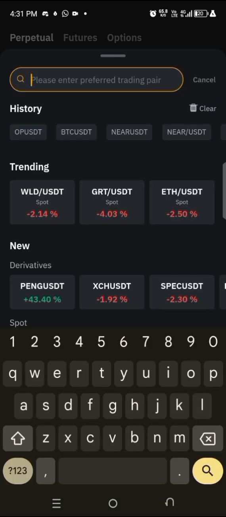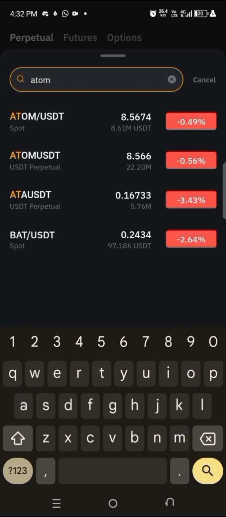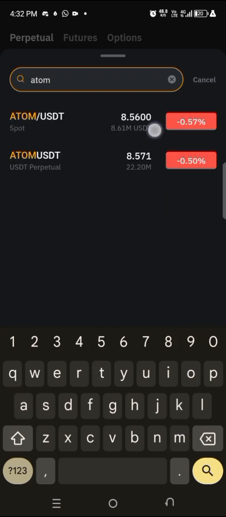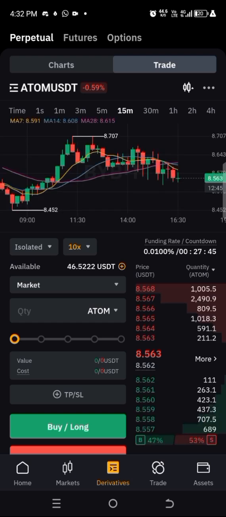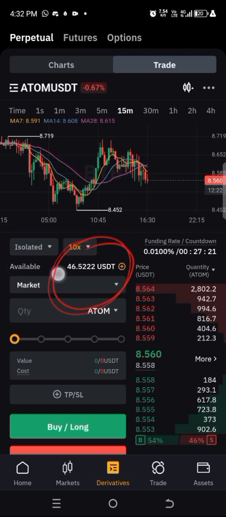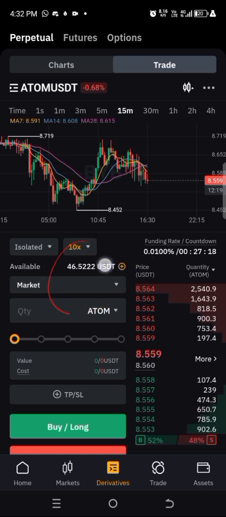Click on the search button and search for ATOM USDT. It will show you ATOM USDT spot and ATOM USDT perpetual. So you have to select USDT perpetual. Now when you are done, look at Available. My available is showing $46. So you want to make sure that you have money there.